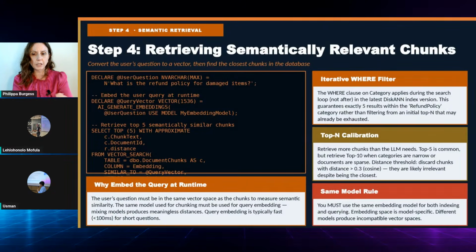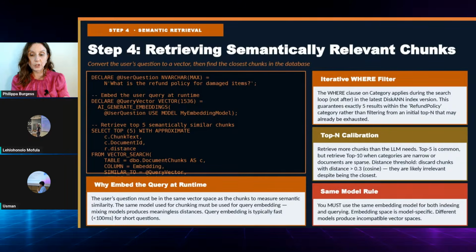So retrieving semantically relevant chunks: convert the user's question into a vector, then find the closest chunks in the database. So why embed the query at runtime? The user's question must be in the same vector space as the chunks to measure semantic similarity. The same model used for chunking must be used for query embedding. Mixing models produces meaningless distances. Query embedding is typically fast, less than 100 milliseconds for short questions.